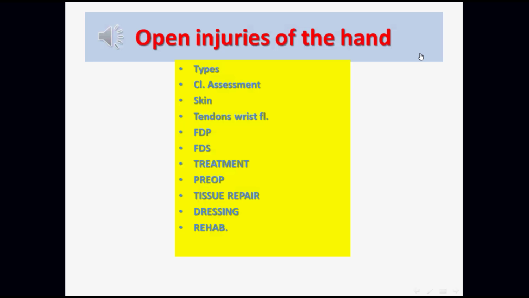Open injuries of the hand. Open injuries range from clean cut to laceration, crushing, injection of foreign material, bone defect, and amputation. Clinical assessment: examination must be gentle and precise. It should be carried out in a clean environment, and it must be repeated in the operating theater when the patient is anesthetized.